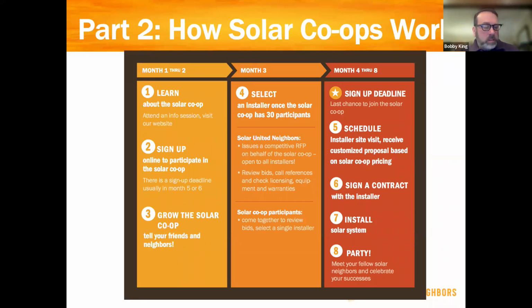The reason that installers are really interested in the business of the co-op is, number one, it's a group of people that have been educated about solar. They don't have to do what I'm doing with you. You've gone through this. And then we've weeded out folks whose homes just aren't suitable for solar. So it's some hot leads in a very competitive business, and that's worth a lot to solar installers.